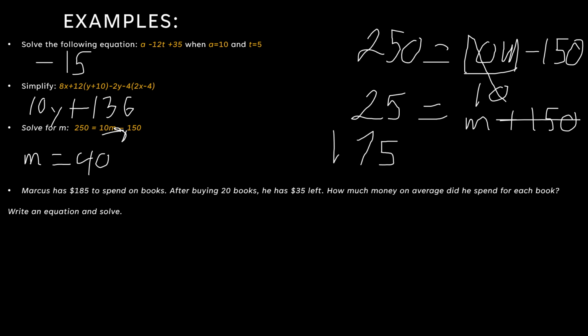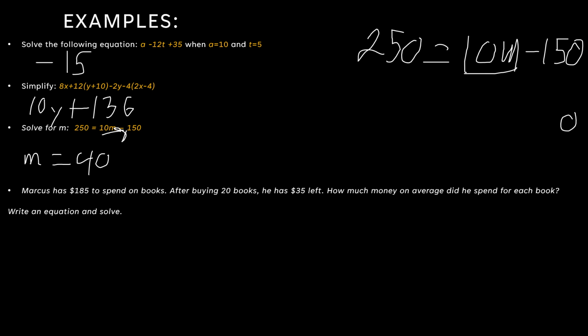Now, 10 times 175 would become 1,750. Minus 150 would wind up becoming 1,600. So very clearly, not the same answer. So always remember that to isolate, you work with the numbers that are not directly connected to your variable first.